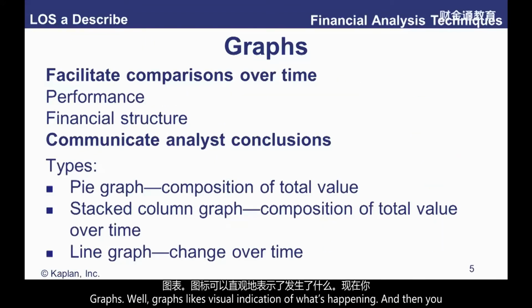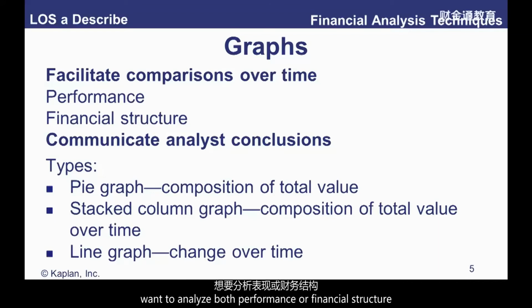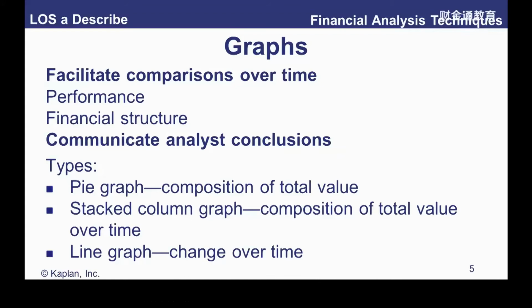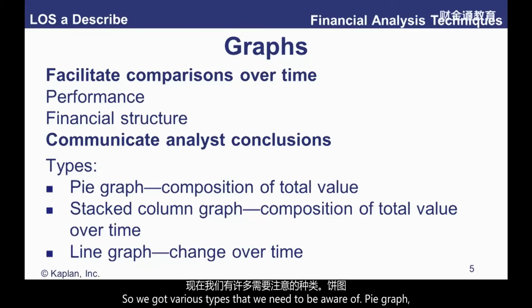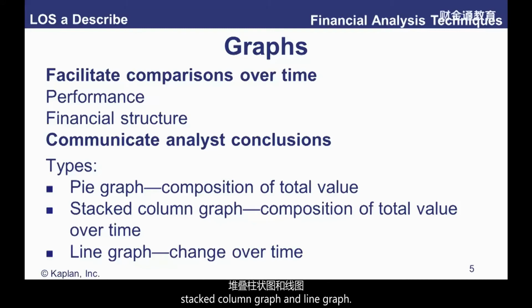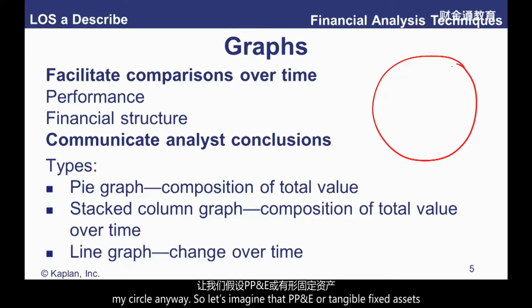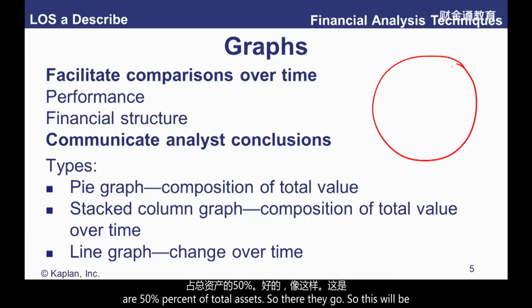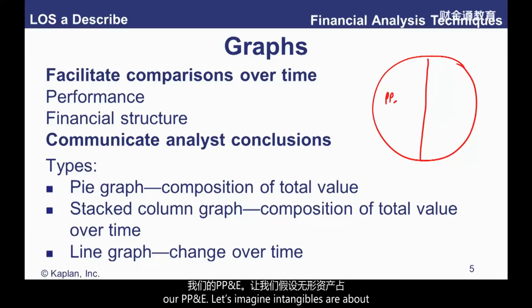Graphs are a nice visual indication of what's happening, allowing us to analyse maybe performance or financial structure. So we've got various types that we need to be aware of: pie graph, stacked column graphs and line graphs. Let's imagine a pie graph looking at total assets. So of course a pie graph, nice circle. Let's imagine that PP&E, our tangible fixed assets, are 50% of total assets. So there they go. So this would be our PP&E.